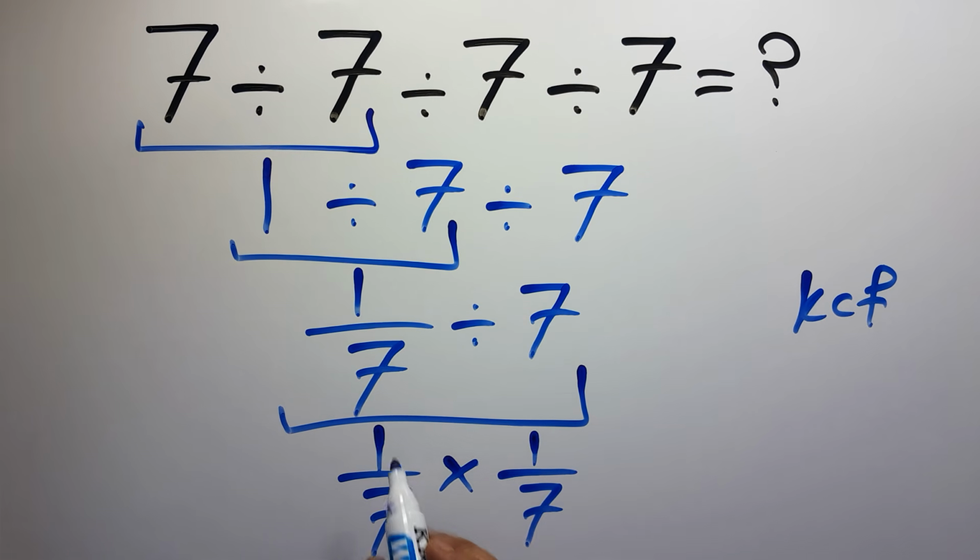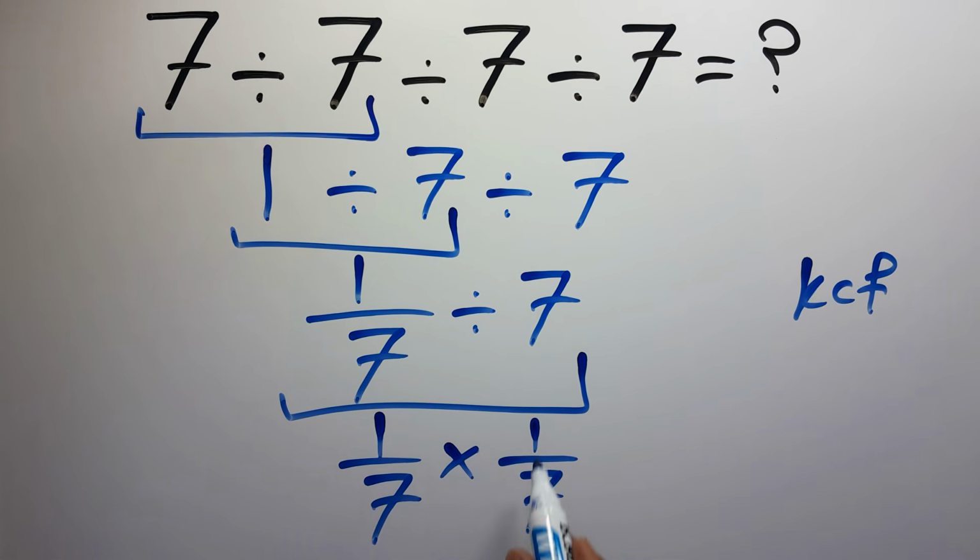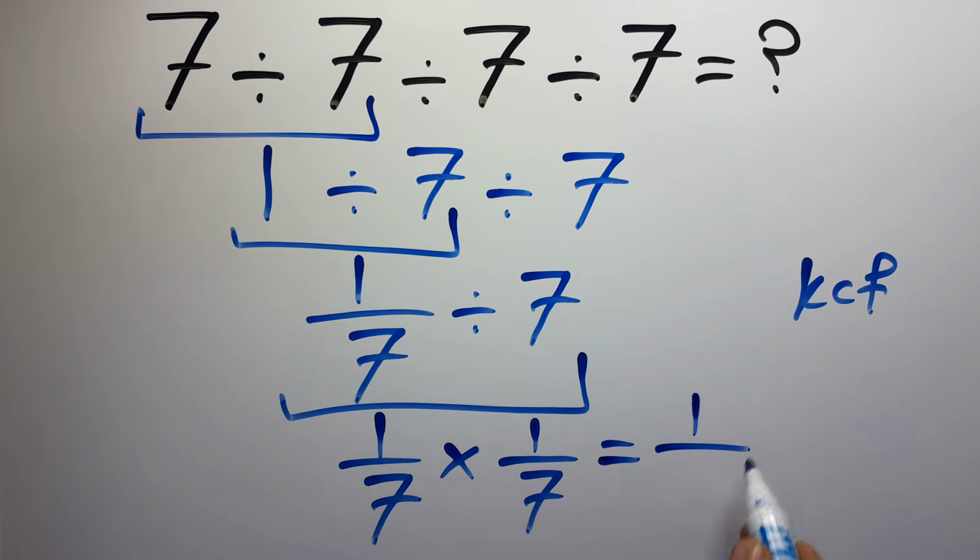So we have 1 over 7 times 1 over 7, which equals 1 over 7 times 7, which gives us 49. So 1 over 49. And this is our final answer to this problem.